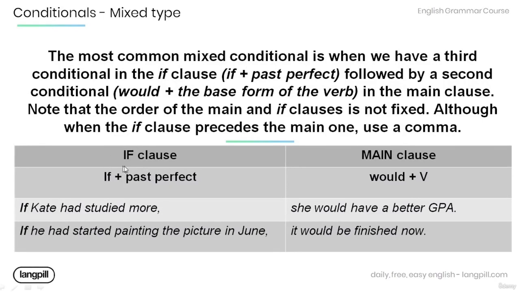To form the if clause of mixed conditionals, we use if plus past perfect and the main clause would plus verb. Have a look at the examples below. If Kate had studied more, she would have a better GPA. If he had started painting the picture in June, it would be finished now.